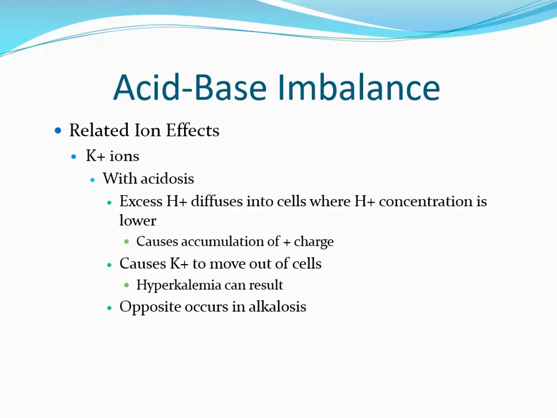So as hydrogen ions accumulate inside the cell, this will cause potassium to move out of the cells. This can result then in hyperkalemia. So you start with acidosis, and while the body is trying to correct the pH imbalance, it will create a secondary hyperkalemia. The opposite occurs in alkalosis.